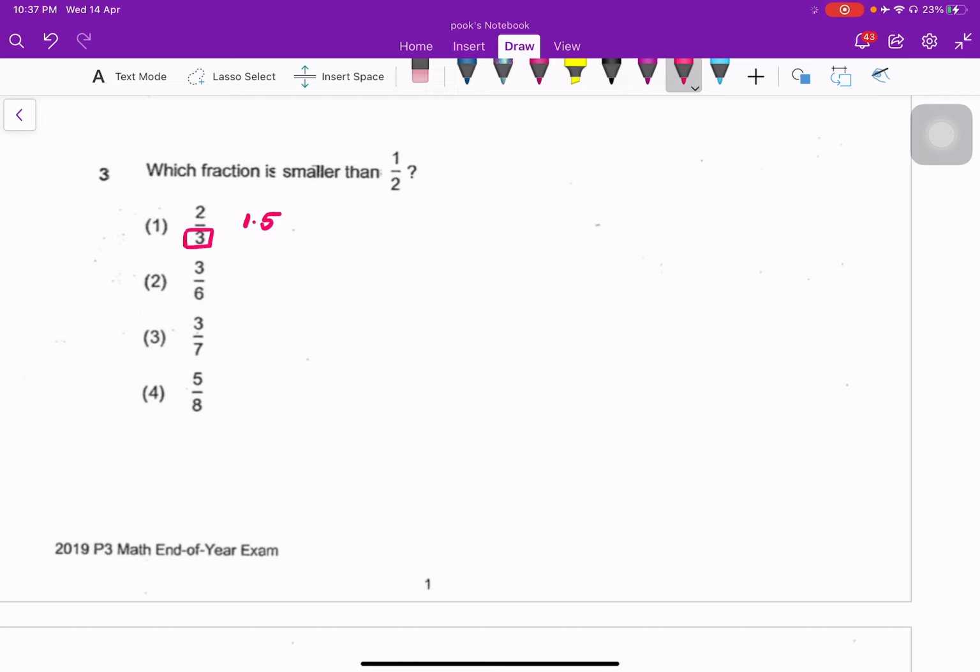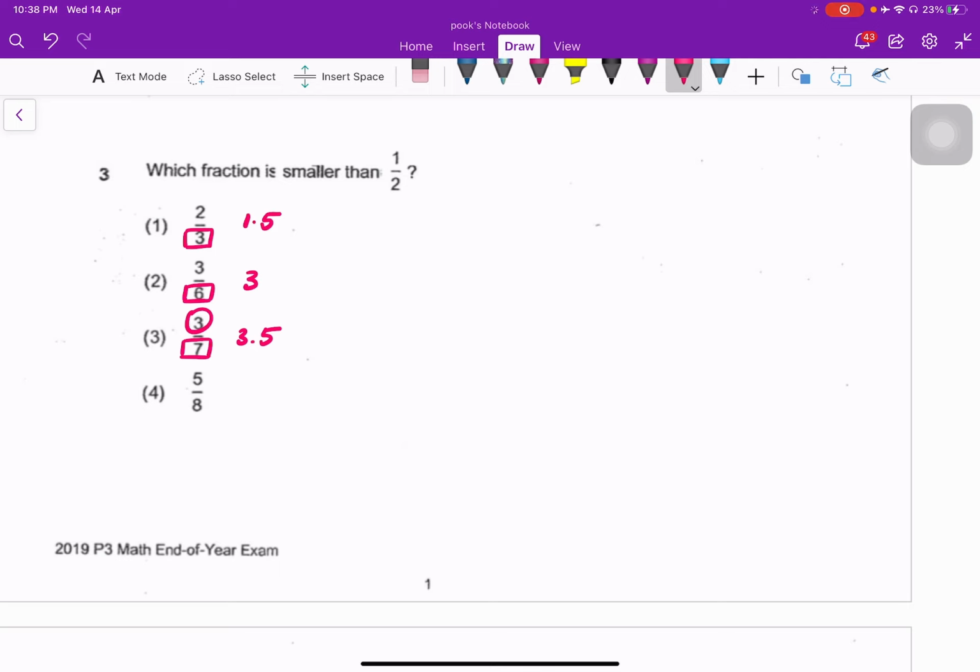Now let's look at option 2. What is half of 6? It is 3, which is the same as the numerator. So 3 over 6 is the same as half. Let's look at option 3 now. The denominator is 7. What is half of 7? It's 3.5. But the numerator here is 3, which is smaller than 3.5. So 3 over 7 is smaller than half.